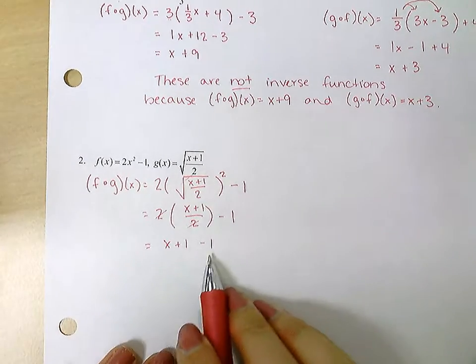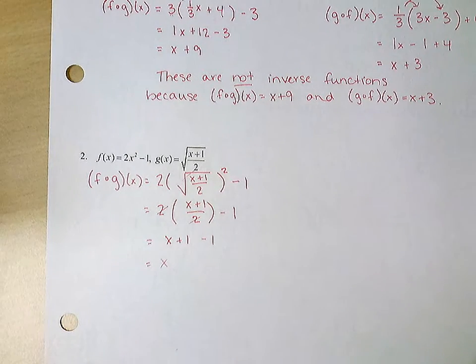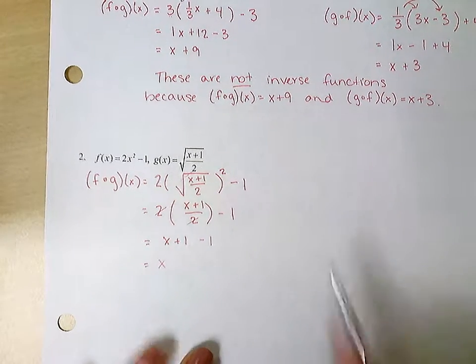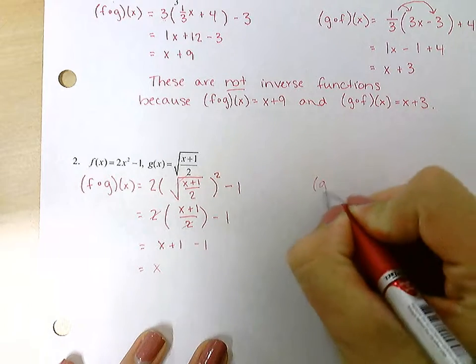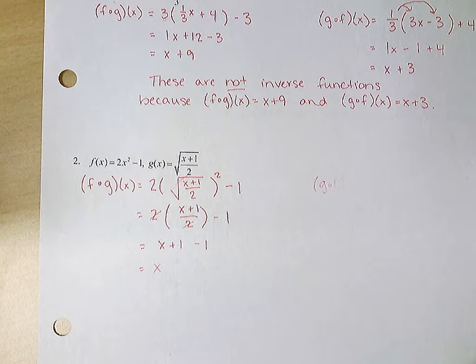Now I have 1 minus 1, and that's just 0. So I do end up with just x. Now I still have to check my g of f of x, and my pen just ran out.